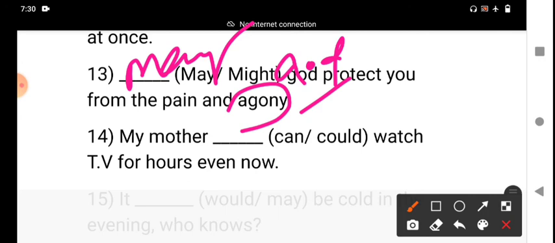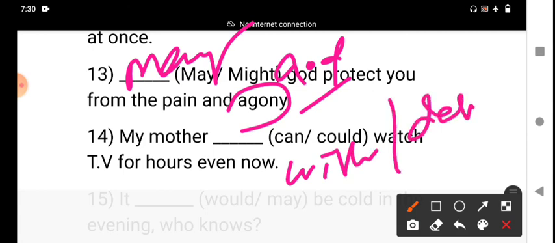May, we can use to talk about wishes, expressing wishes for the future. To express a wish or our desire, something that will happen in the future. May God bless you. May God protect you. May God provide you good health, a sound body and a sound mind. We are wishing others. That is our desire among other people, our friends, our relatives, our well-wishers.